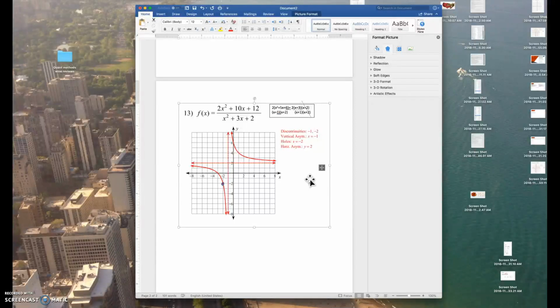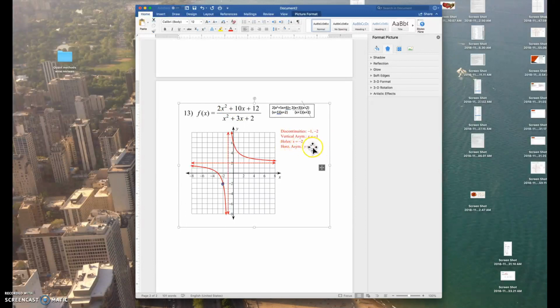So that's where the hole comes from, the fact that your x plus 2 canceled out, but the x plus 2 gives you this point of discontinuity at negative 2, but since it cancels, it's a hole. Then your vertical asymptote of x equals negative 1, a point of discontinuity, comes from this x plus 1. You set that equal to 0, you get negative 1. It did not cancel out, so you make a vertical asymptote at x equals negative 1, which is a vertical line.